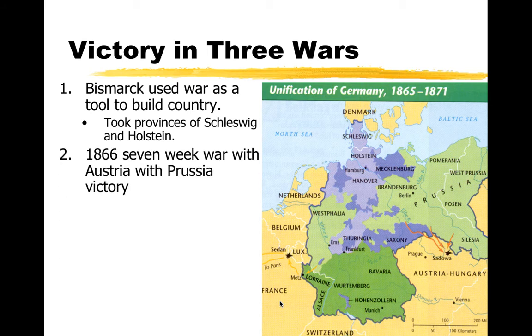Then later on, in another war in 1866, it was a 7-week-long war, he went to war with Austria. And again, Prussia came out victorious. And with that, he was able to take some of the other northern states that were involved here as well.